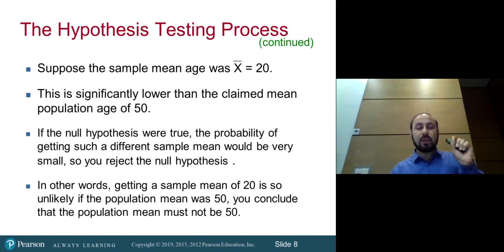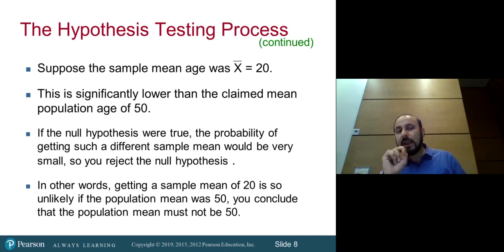Now, if the null hypothesis were true, what we predicted, if that was true, the probability of getting such a different sample mean would be very small. So you need to reject the null hypothesis. In other words, getting a sample mean of 20, as you can see here, is so unlikely if the population mean was 50. So you conclude that the population mean is not equal to 50. That's why your alternative hypothesis is accepted.